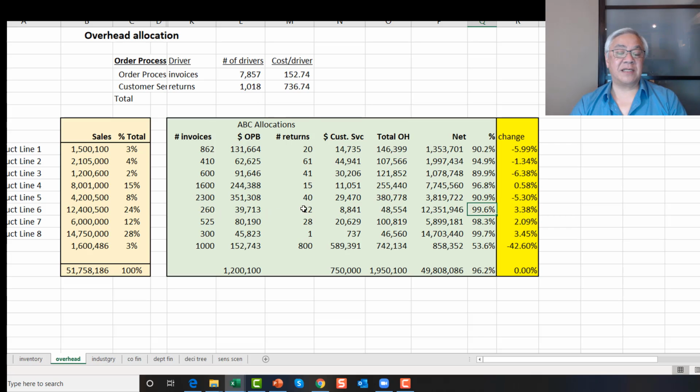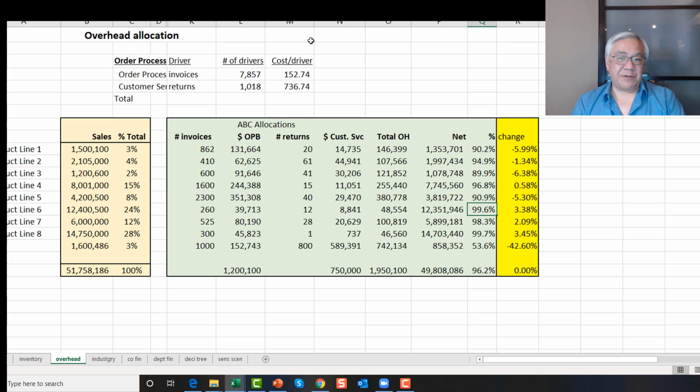Not that many invoices and not that many returns relative to the massive size of the volume of sales. So we should have been charging it a very small amount, which comprises less than a percent. So we way overcharged this product for the overhead.